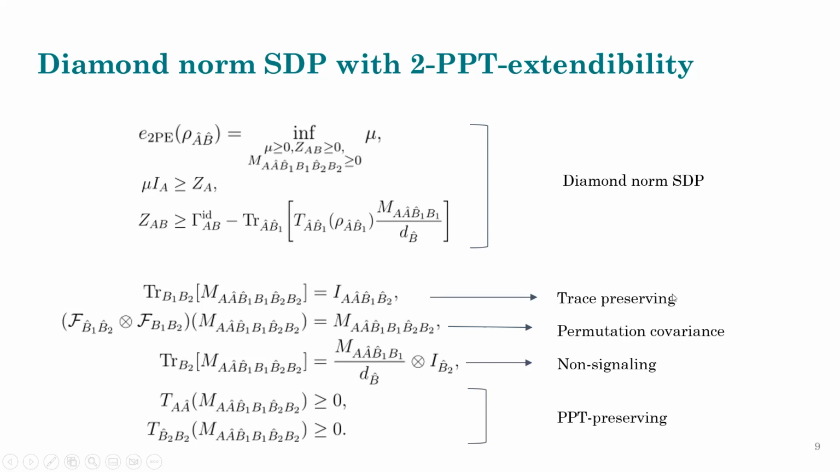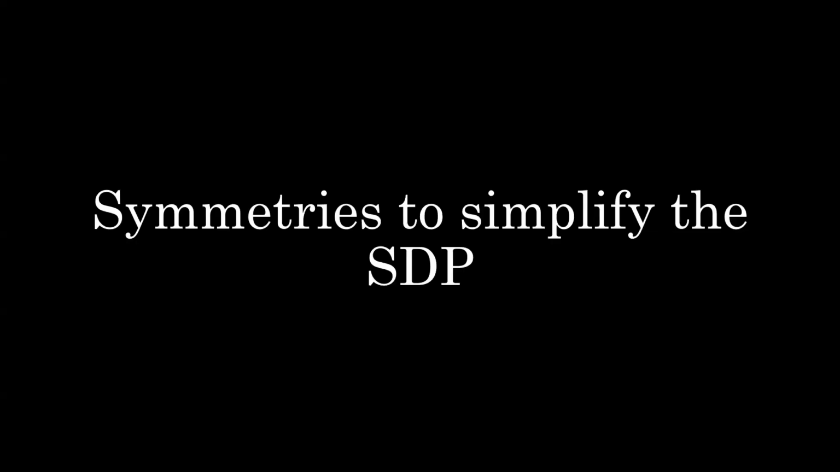So this is the SDP that we can use to estimate the simulation error or get a lower bound on the simulation error. But the problem is that M scales very fast with the dimension of the simulated channel, as well as the resource state. So it depends on all these systems, and it becomes very hard to solve this on a classical computer for even simulating a three-dimensional identity channel. So we can use some symmetries to simplify this SDP.